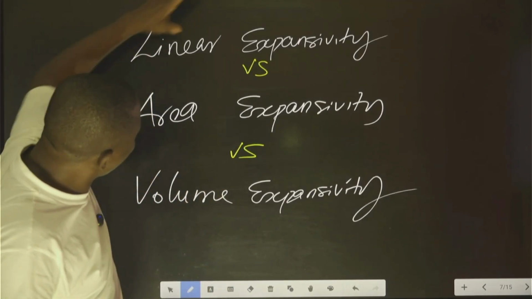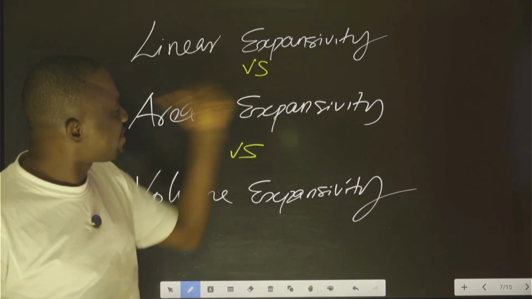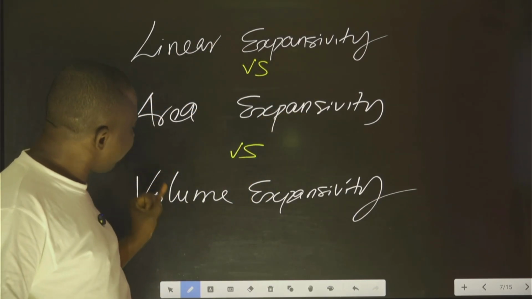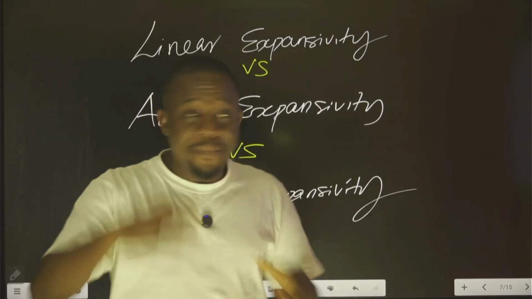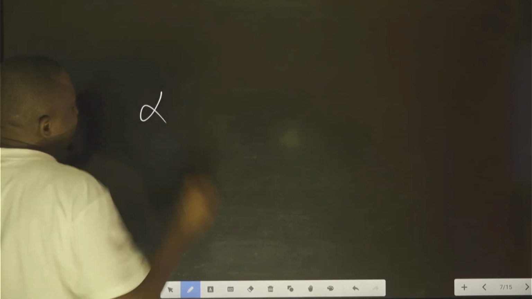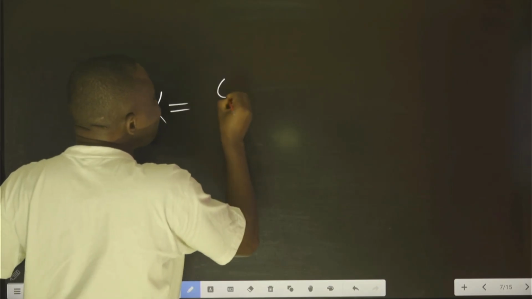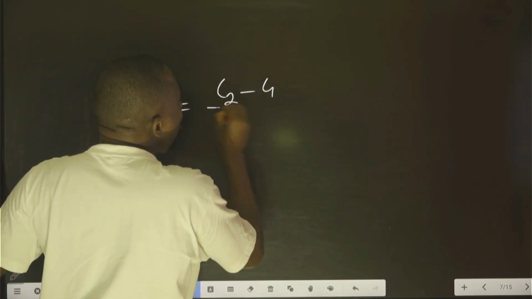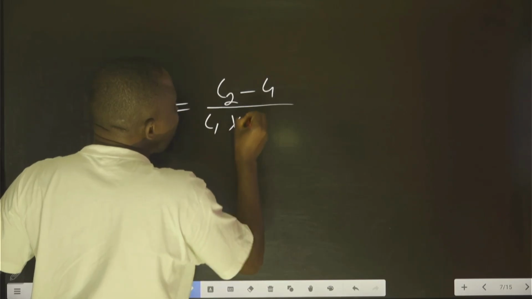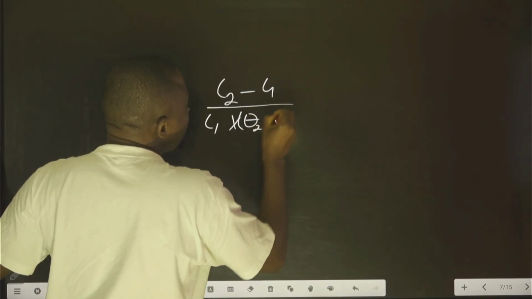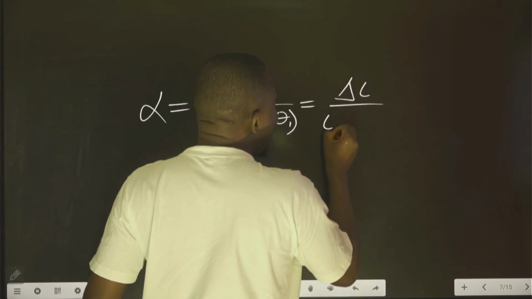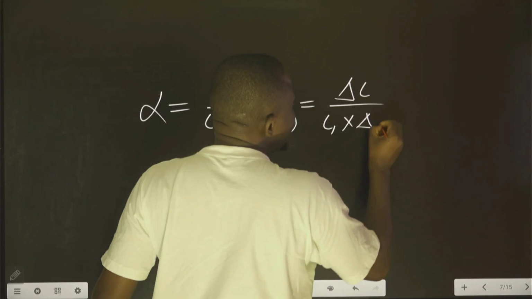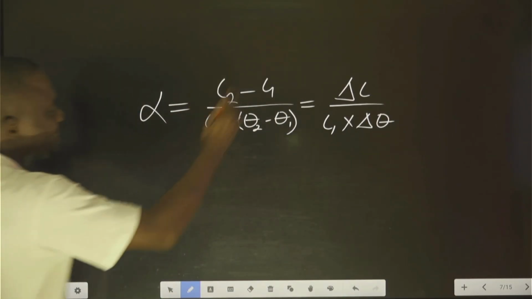I want you to look at the formula of linear expansivity, area expansivity, and volume expansivity. Then we compare. This will assist you to remember them easily. Linear expansivity is represented by this, equals change in length over original length multiplied by change in temperature. This and this are the same.